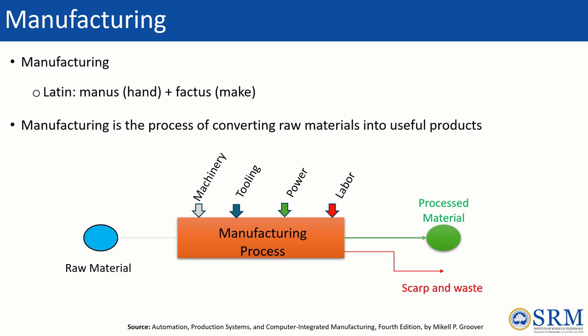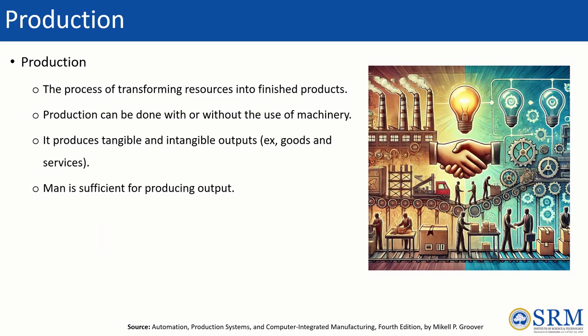So coming to the manufacturing. Manufacturing originates from the Latin words manus, meaning hand, and factus, meaning to make. So manufacturing is the process of converting raw materials into useful products by utilizing machinery, tools, power and human labor. During manufacturing, some material is inevitably lost as scrap or waste. The primary objective is to add value to raw materials and transform them into products that satisfy customer requirements.